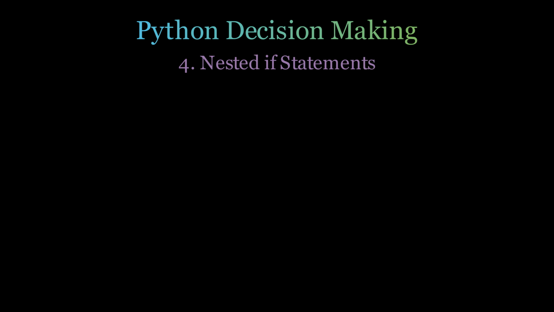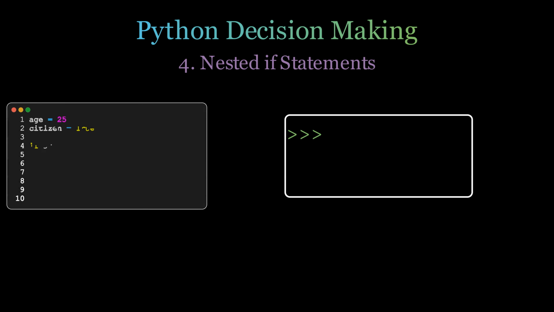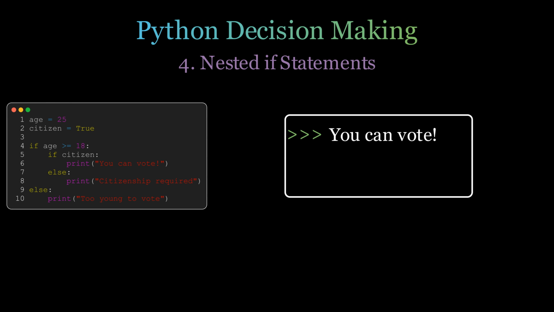You can put if statements inside other if statements for complex conditions. Here we first check if someone is old enough, then check their citizenship. Age 25, citizen true, you can vote. Age 25, citizen false, citizenship required. Age 16, citizen true, too young to vote.